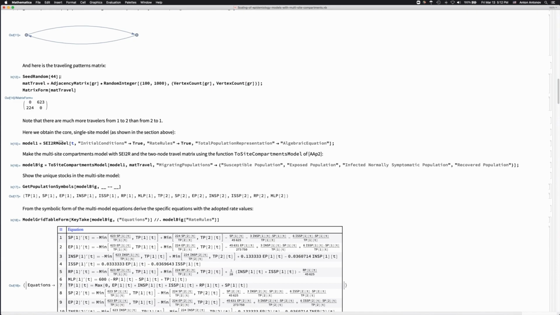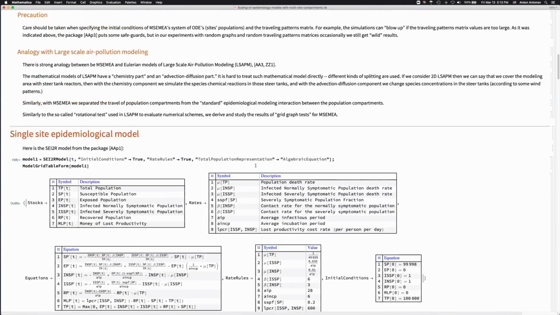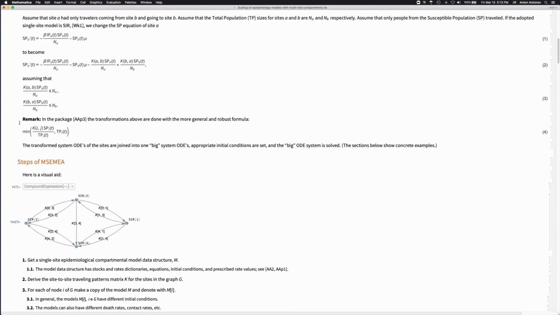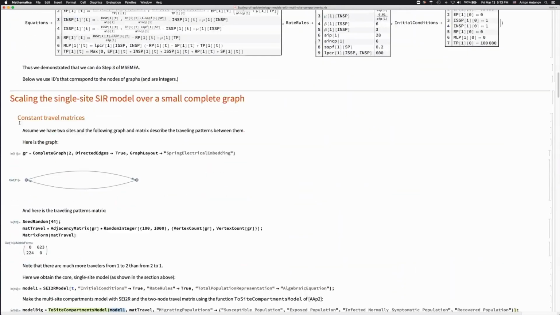Then, just for completeness of the computations as a workflow in this section, I'm making my single model. I'm making my big model here. So the function here knows how to make multiple copies of the single model I have taken, and here I have mentioned the populations for which I want to change the equations. When I was describing the theoretical part, I was saying that we're assuming here that only the susceptible population has traveled. That's not necessarily the case in general.